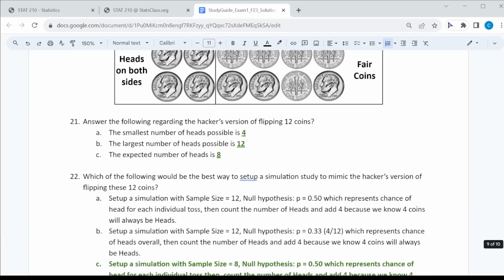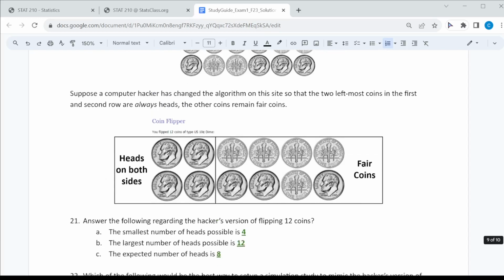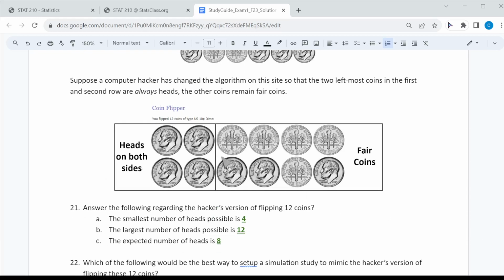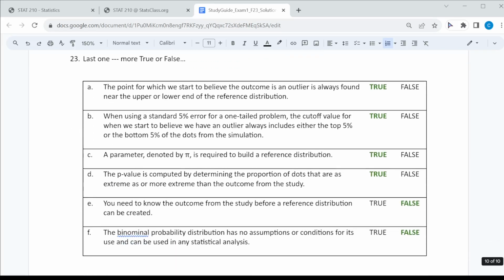I'm going to skip over number 21 and 22. I'll let you just try to figure that out. It's a hacking situation where we know that 4 heads are always going to come up, and then these 8 over here are actually fair coins. So they're going to flip a fair coin 8 times. And what I'm interested in is the number of heads in total. So it's a little variation on what we've been doing in terms of setting up our reference distributions. But I'll let you work on number 21 and 22. The answers are provided there, but I'll let you think through why that's the case.